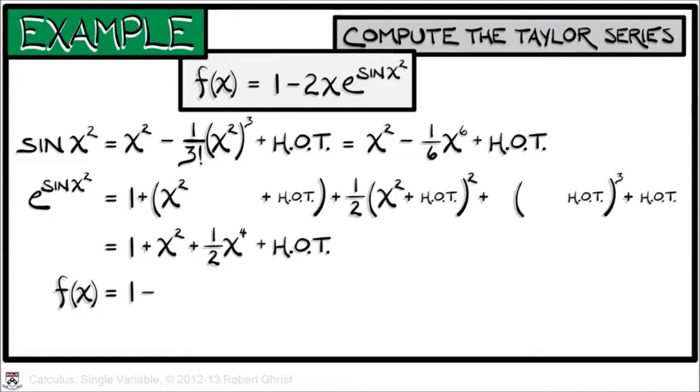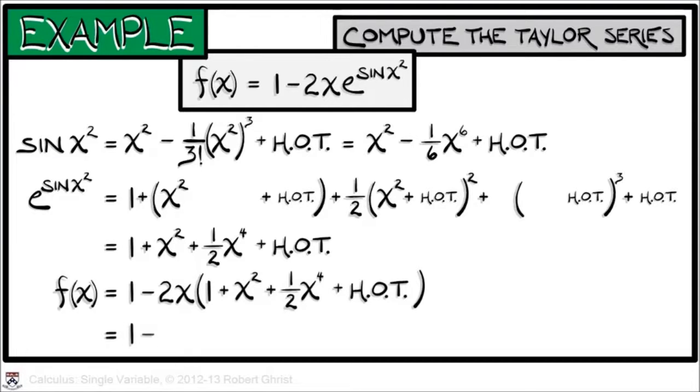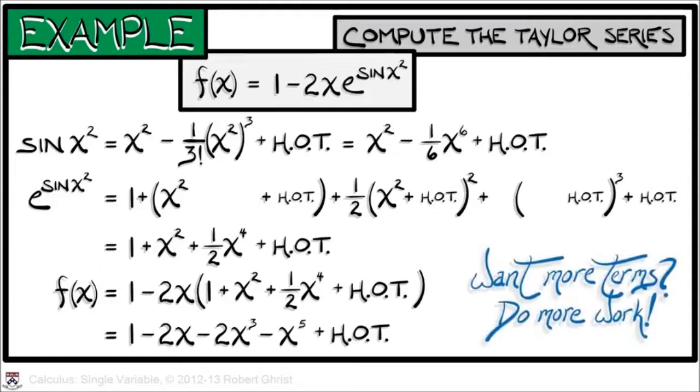Now, to get the Taylor series for our original function f, we simply take 1 and subtract 2x times the quantity obtained above. I'll let you show, with a little simplification, that this is 1 minus 2x minus 2x cubed minus x to the 5th plus higher order terms. If you want more terms, you can get them. It will take more work.